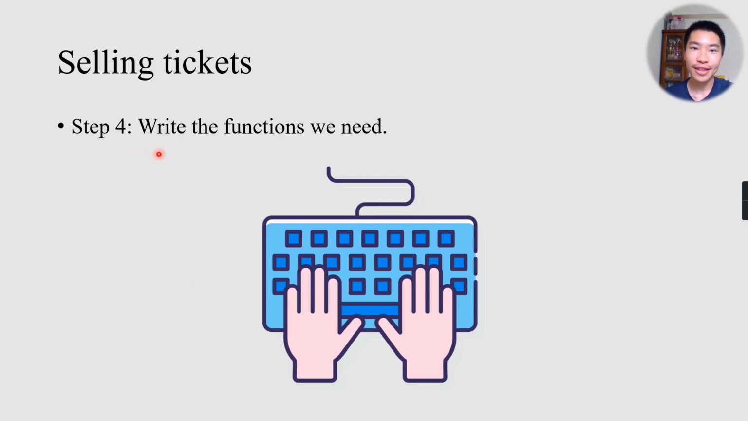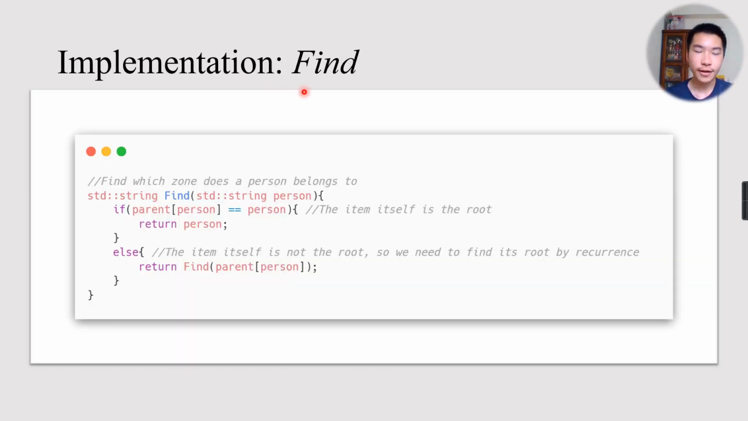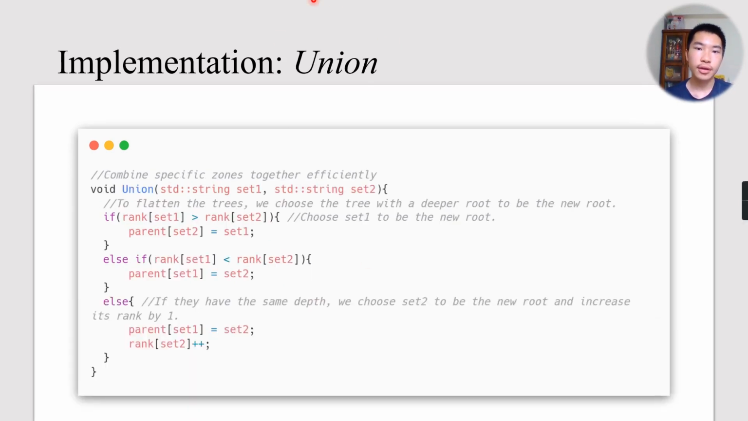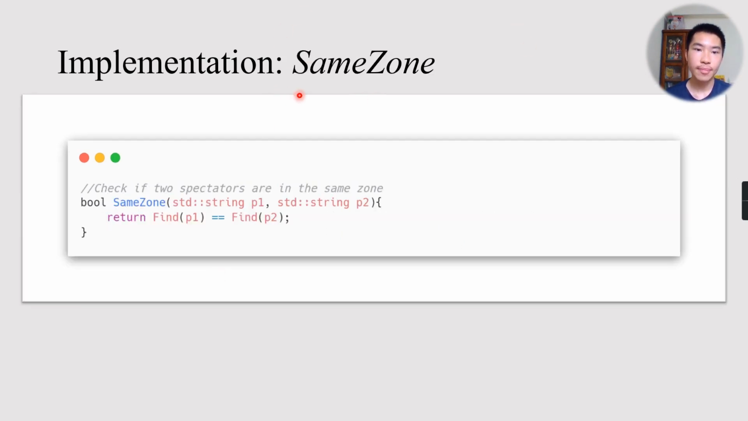Now, step 4 is to write the functions we need. For the function find, we used a recursive call method to check where a person belongs. The second function, union: we first compare which tree has a bigger rank, and we set the tree with a bigger rank to be the new root. The third function, same zone: we simply use the find function again to see if two people come from the same zone.